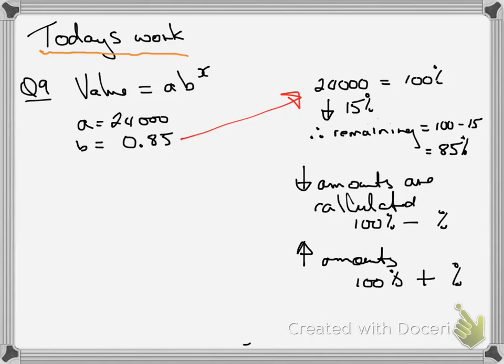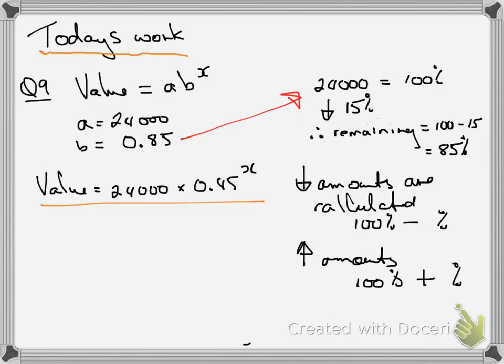All right, so when we go back to our original question, value will equal 24,000 times 0.85 to the power of x. And that is quite clearly our equation that we're going to use. All you have to do next is, for example, when the question says, what is the value after 3 years? All you have to do is substitute the value of 3 where the x is.